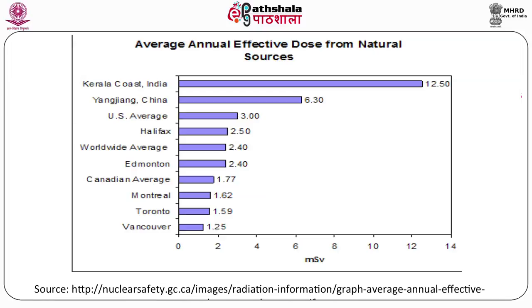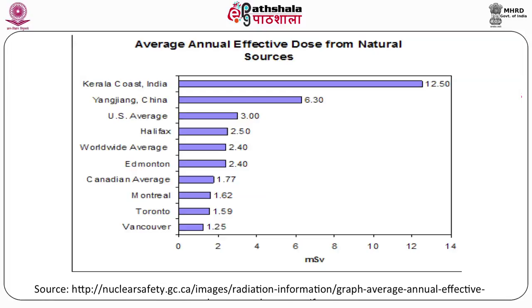In China, certain regions have 6.3 millisievert per year as natural background radiation, and it can be as low as 1.25 millisievert per year in Vancouver, Canada. So there is a wide range even of natural background radiation. And to add to that, if you fly at a higher altitude, because of higher cosmic ray exposure, natural background radiation also increases. All the data I'm telling you are for ground stations.